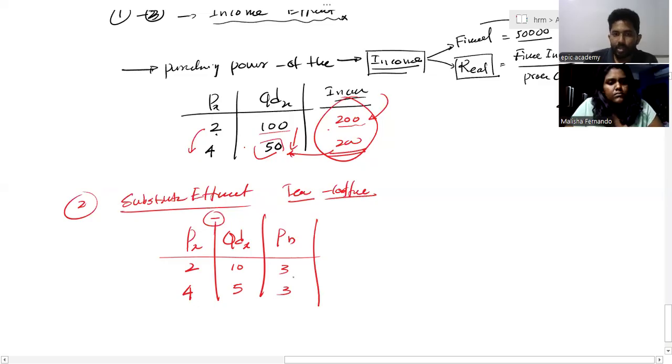In here, the price of other commodities is not going to change. It is constant. So a person who is going to purchase X commodity sacrifices the consumption of substitute commodities.